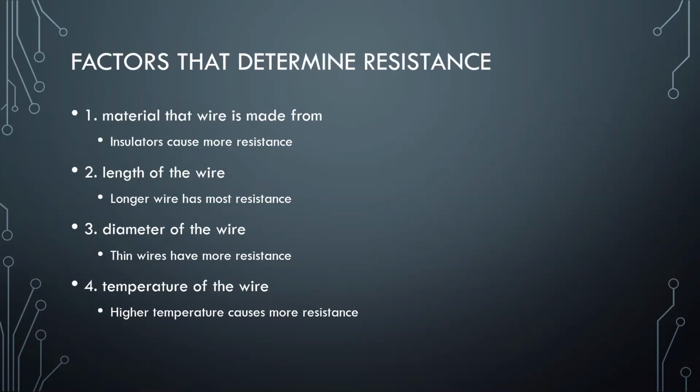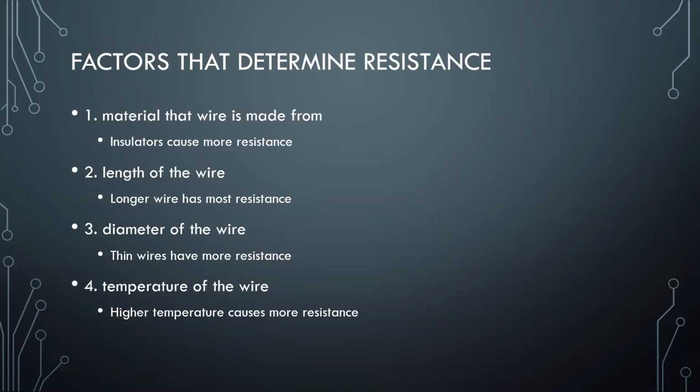There are four factors that determine resistance. One of them is the material that the wire is made from. Obviously, if you have an insulator, which we learned earlier is something that electricity doesn't flow through very easily, you're going to get more resistance. Another is the length of the wire. If you have a longer wire, a longer distance between A and B, that's going to cause more resistance.